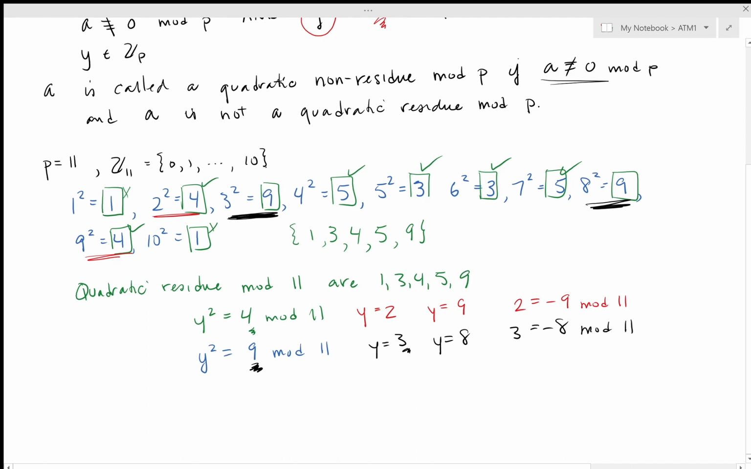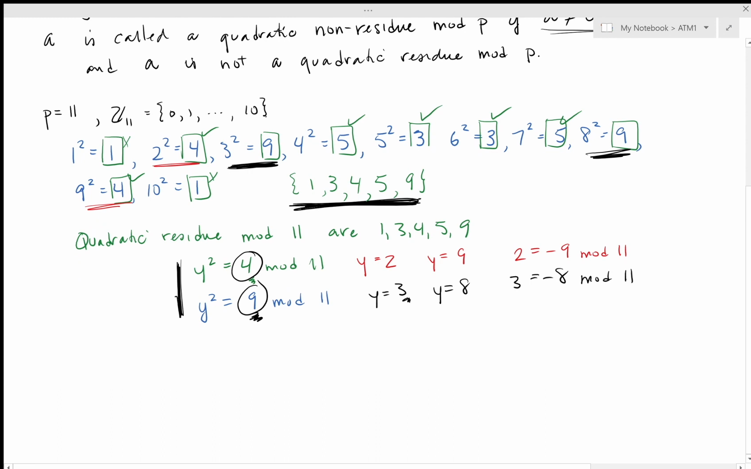Okay, so the quadratic residues are the ones that you can find if you go and square every number. They also can be looked at in this other manner. If I was to try to be solving a quadratic modular equation, I would be able to solve the equation for this number a being in this set here. Okay, so those are the quadratic residues.